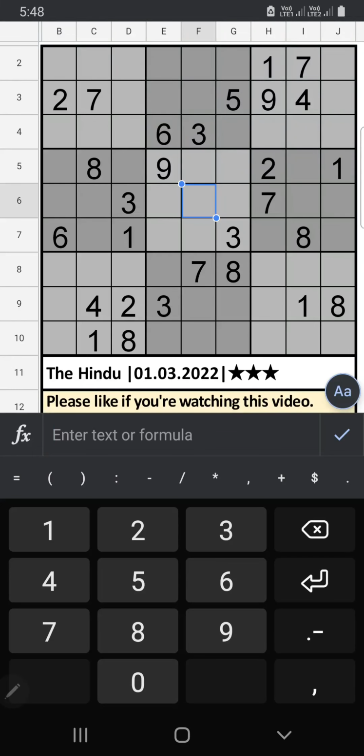Welcome to Sudoku. I am going to solve the Hindi name of Sudoku puzzle on March 1, 2022, 3-star Sudoku.